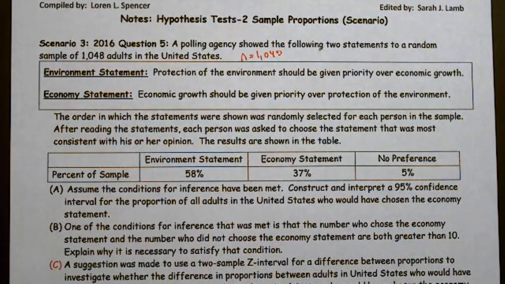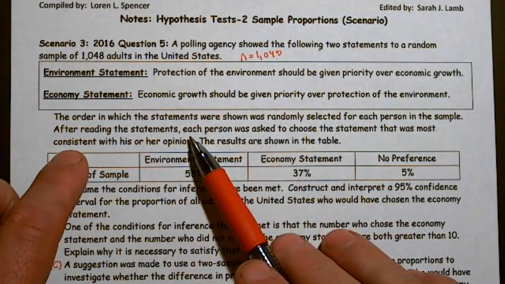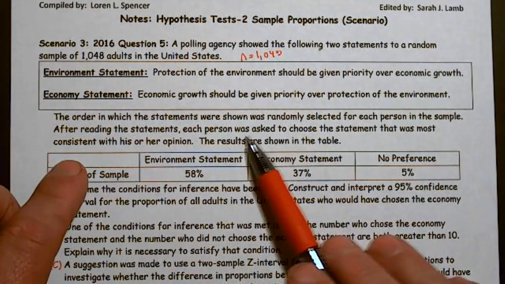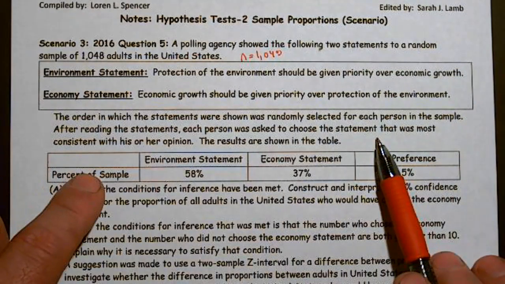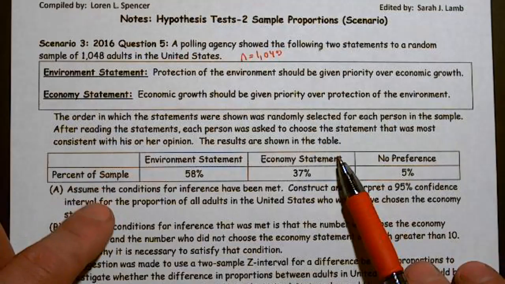And by the way, the reason I swapped the order is so that it doesn't overinflate one versus the other. All right, kind of removes the bias. So they randomly assigned that. That was actually good of them. After reading the statements, each person was asked to choose the statement that was most consistent with his or her opinion. The results are shown in the table.